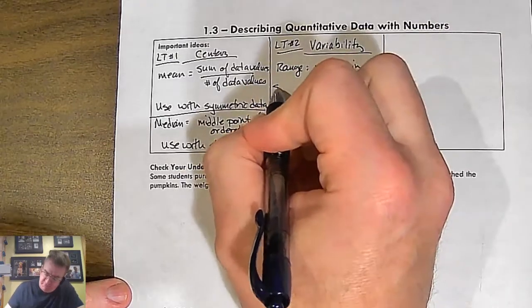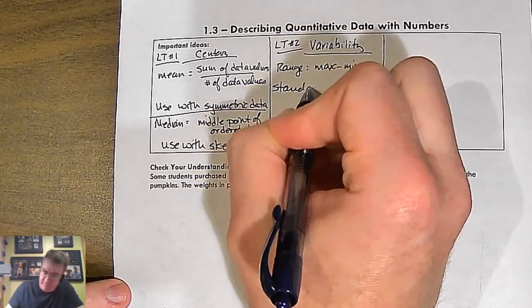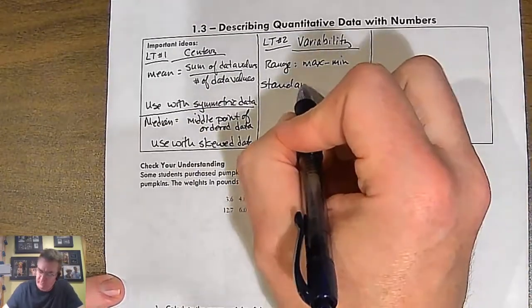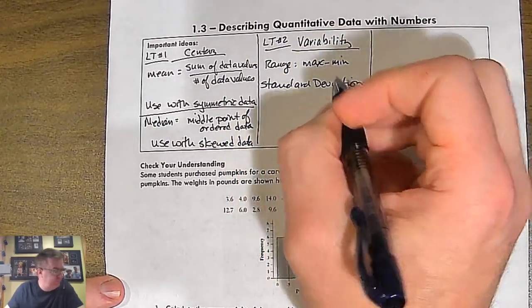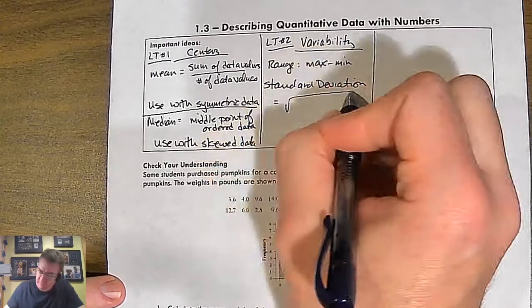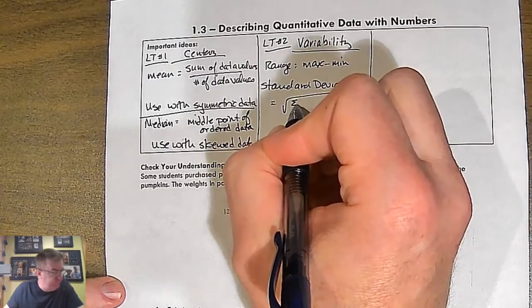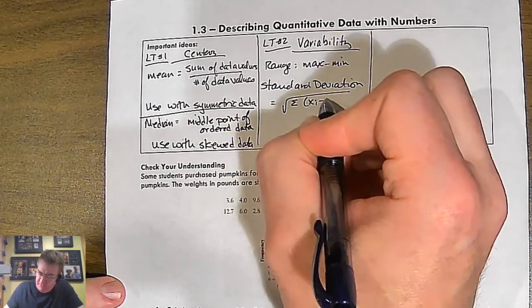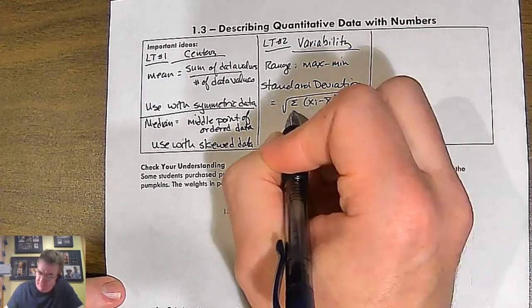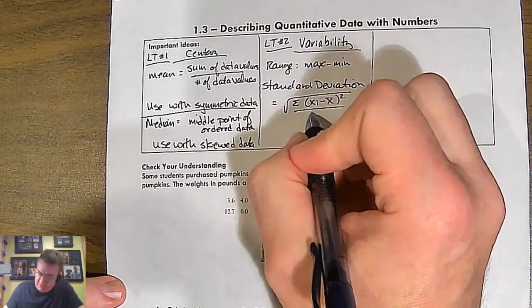Standard deviation. Square root of the sum of all your data minus your mean, squared. Then you divide that by n minus 1.